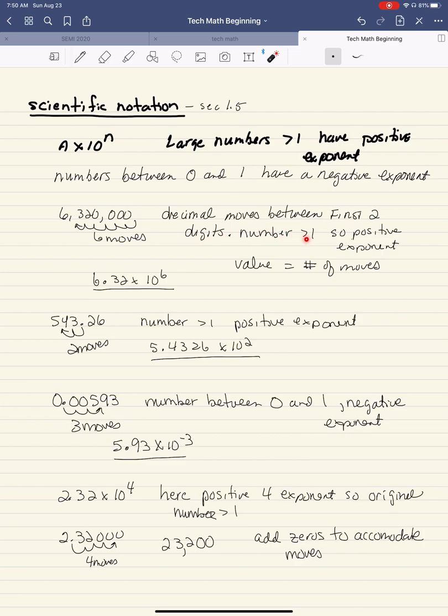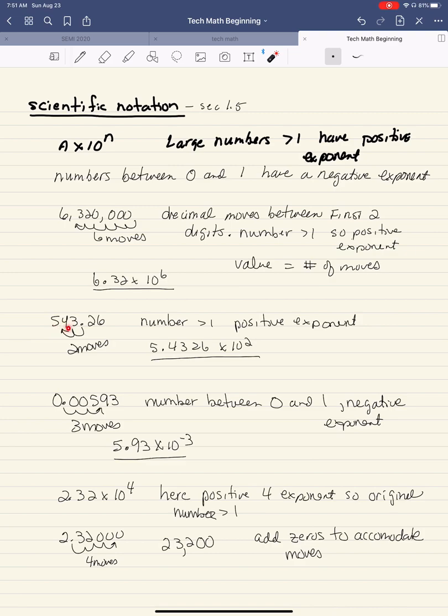The original number here is larger than 1, so I have a positive exponent. So basically, my decimal point is at the end. If I move it 1, 2, 3, 4, 5, 6, it has to move 6 places to get between these first two digits. So that's 6 moves. The value of the exponent is equal to the number of moves. And I've already determined that it's a positive exponent because my original number is greater than 1. So it's going to be 6.32 times 10 to the positive 6.